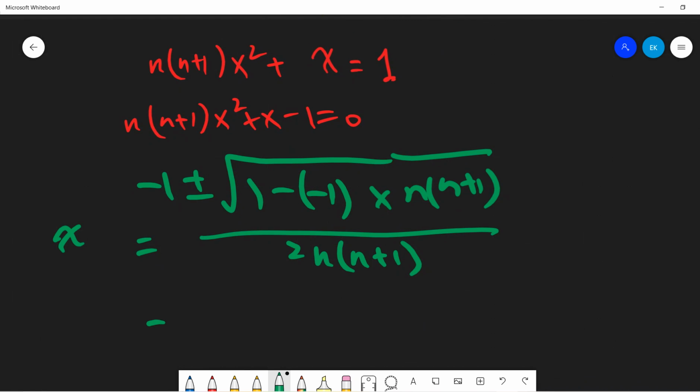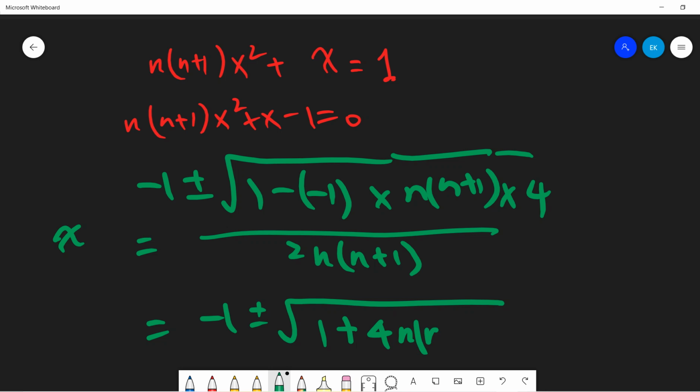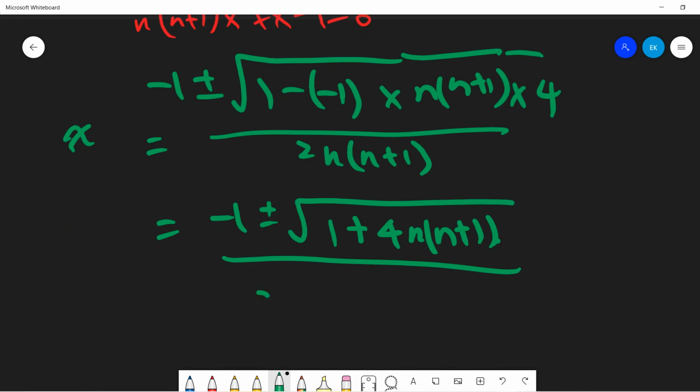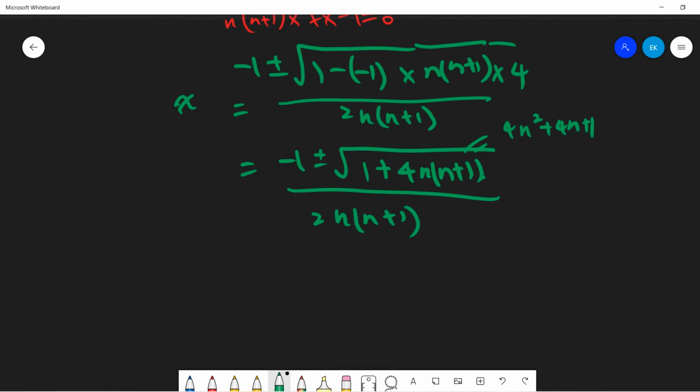So this is minus 1 plus or minus the square root of 1 plus... Oh, sorry, there's a 4 here. I'm stupid. So 1 plus 4 and then plus 1, divided by 2 and then plus 1. And this expression is 4n squared plus 4n plus 1, so it's 2n plus 1 squared. Okay, so finally you get your x is this.